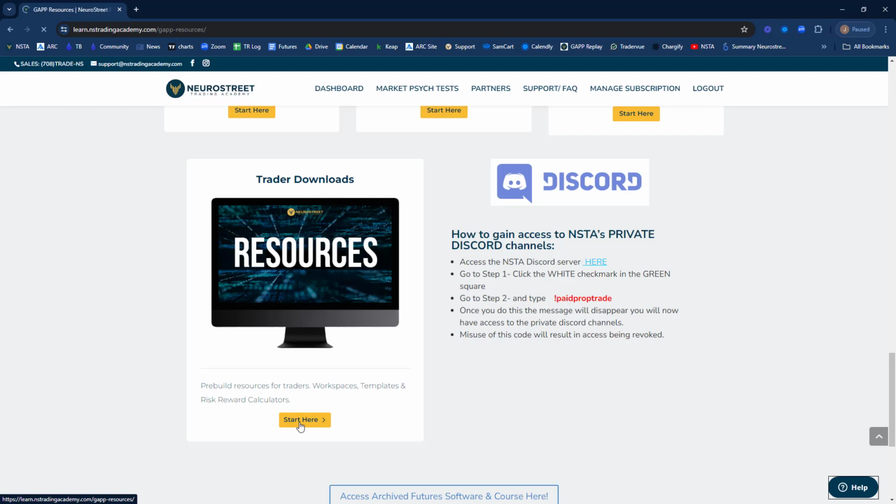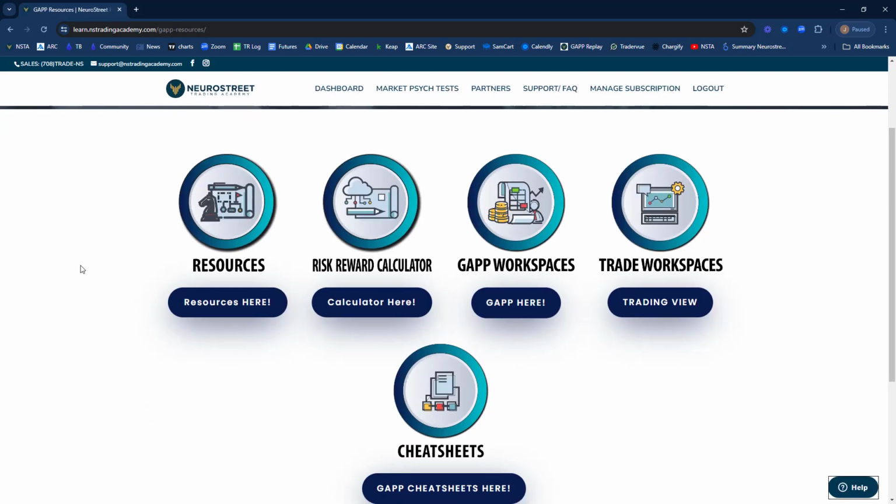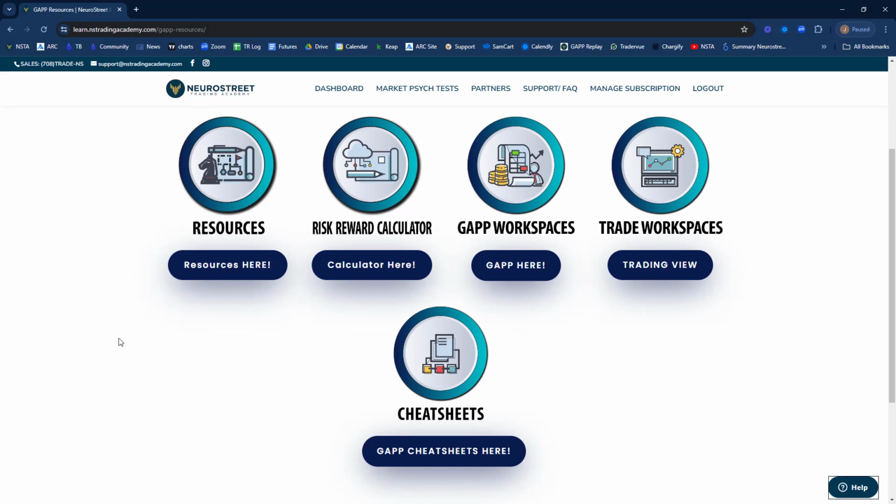Trader downloads and resources. We're going to click into this because there are some really important items in here. One is the risk reward calculator. If you want to do some work on your risk planning and money management, that is where you'll go to find that. We've also got the workspaces for the trade platforms, and then of course the cheat sheets.